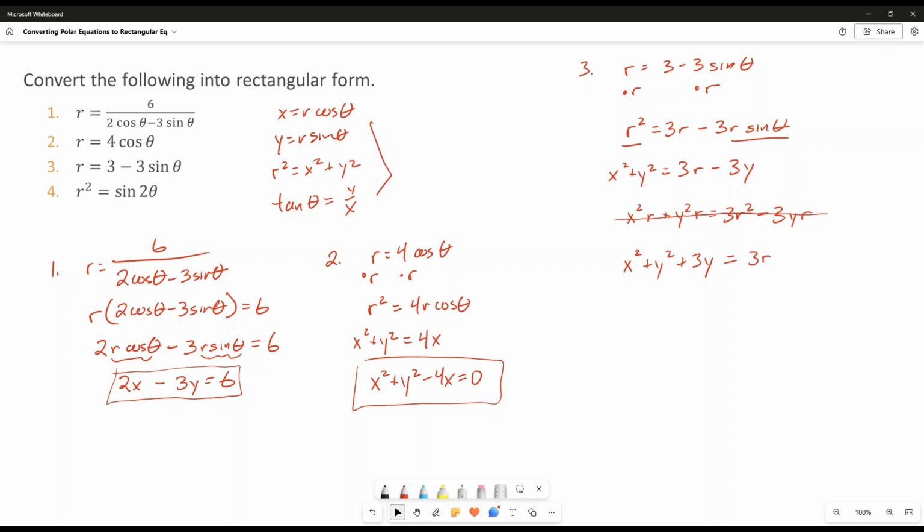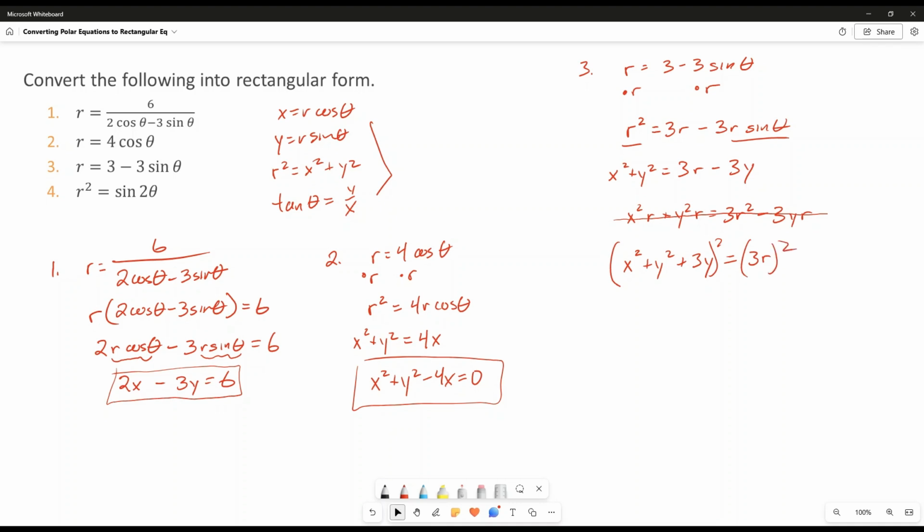The reason we want to do that is if I were to square it without moving the 3y over, I'm going to see the same kind of thing happen that we just saw. I'm going to have an r squared, but I'm also going to have an extra r term in there. So by isolating the r term, when I square it, I don't get this extra r floating around in there. So now let's go ahead and square both sides.